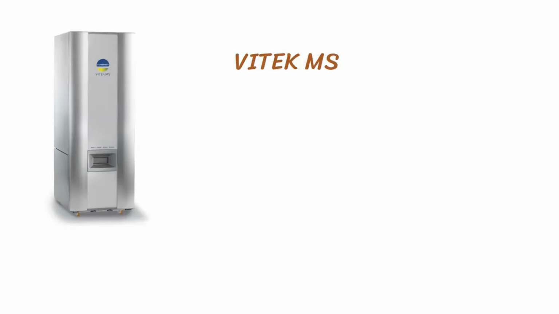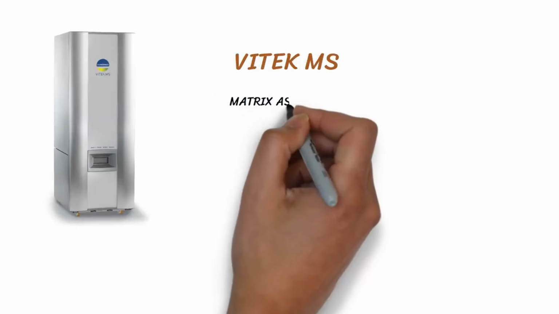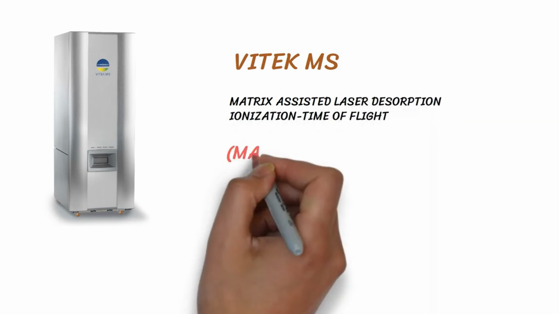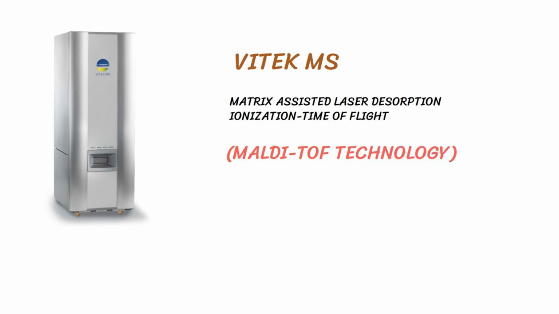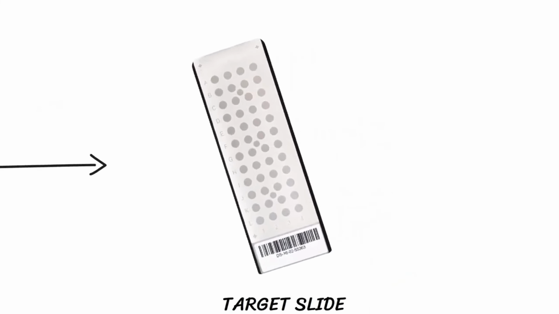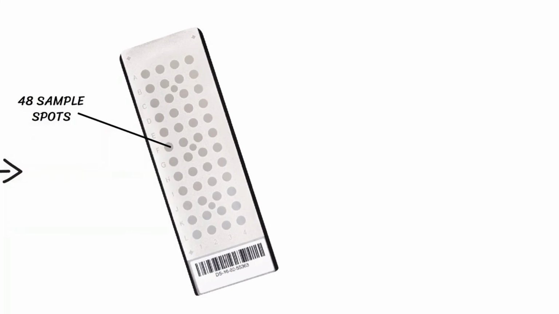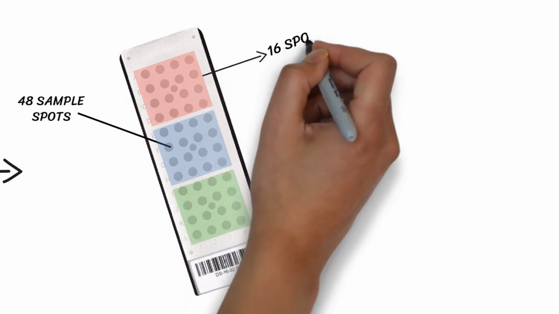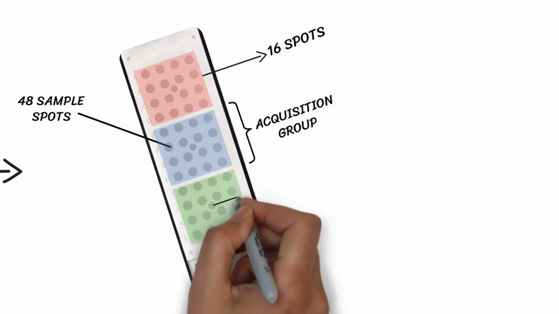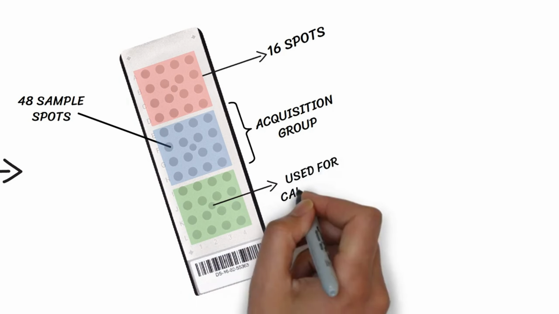The Vitek MS is a mass spectrometer that works on matrix-assisted laser desorption ionization, time of flight, which is known as MALDI-TOF technology. In this technique, a single isolated colony is spotted onto a stainless steel target slide. Each target slide contains 48 sample spots, divided into 3 sections. Each section contains 16 spots. Each section is called an acquisition group. Each acquisition group has a small spot at the center, which will be used for calibration.